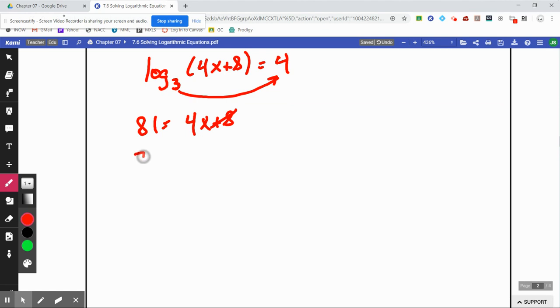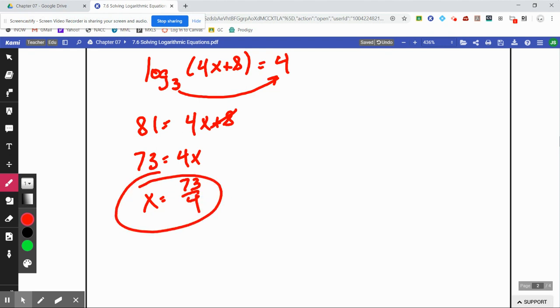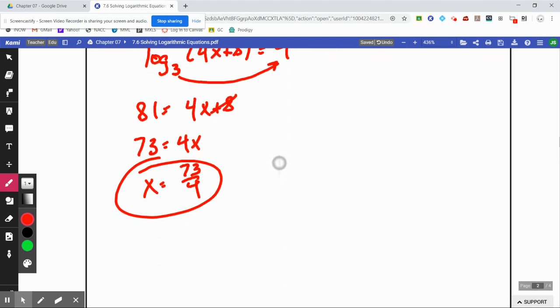Subtract 8 gives you 73 equals 4x. So therefore, x will be 73 over 4. You can leave it like that, or you can reduce it either way. And plugging that in, you will be fine.